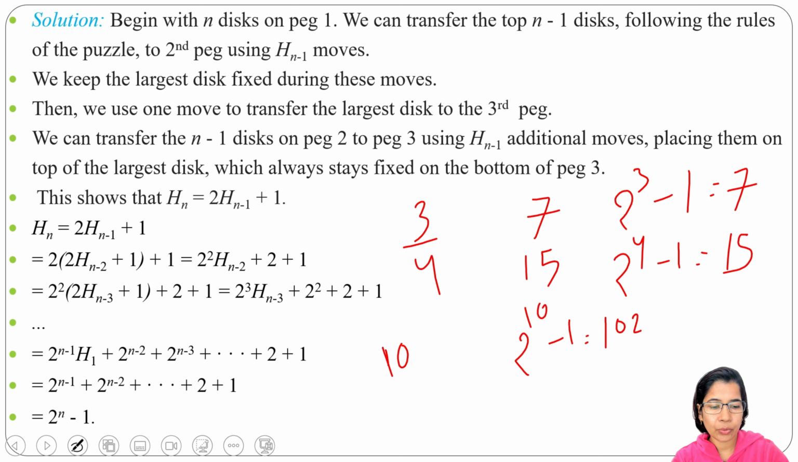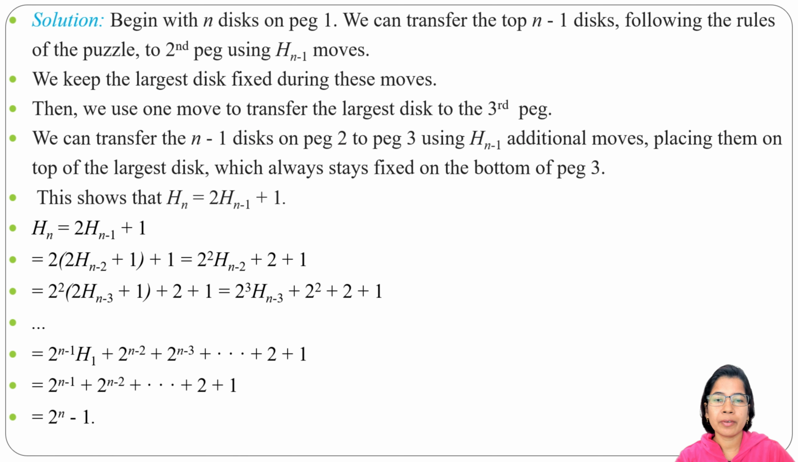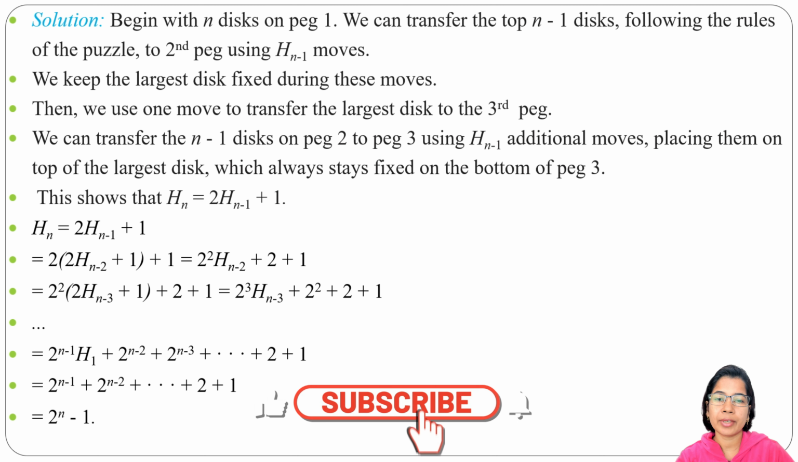It's 1023. In today's lecture, I discussed Fibonacci sequence and Tower of Hanoi. In the next lecture, I will discuss some more examples of recurrence relation.